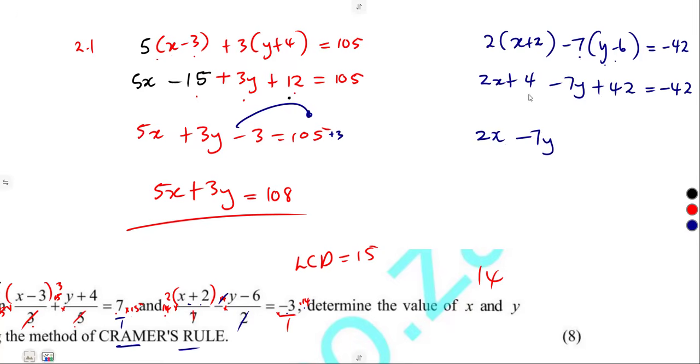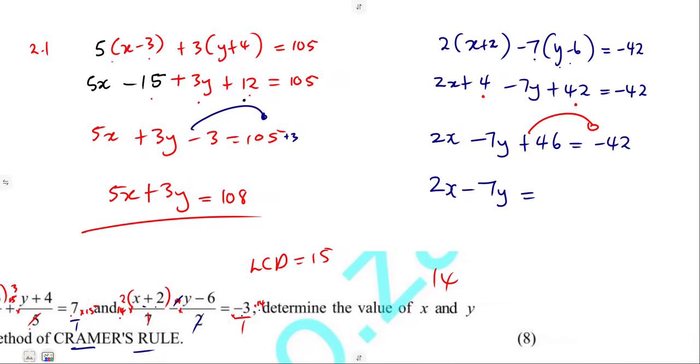Then you're going to consider adding 4 and 42, which is what? 46. And that's equal to negative 42. So 2x minus 7y is equal to what? Take the 46 to the other side. It's going to be definitely a negative 46 that you have. So that's negative 88 from here. That is what you're going to have. So that's our second equation.